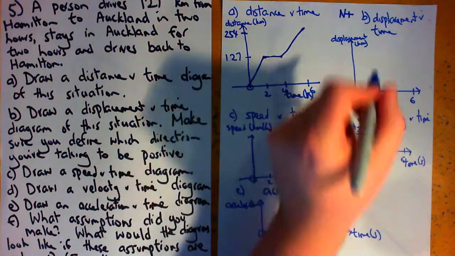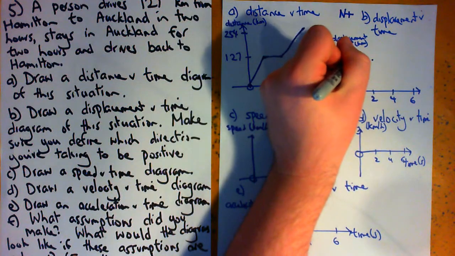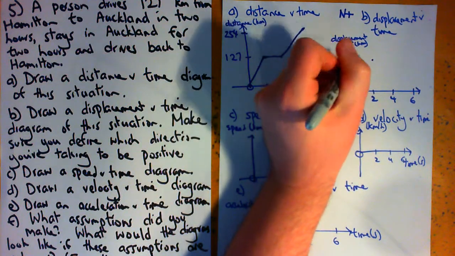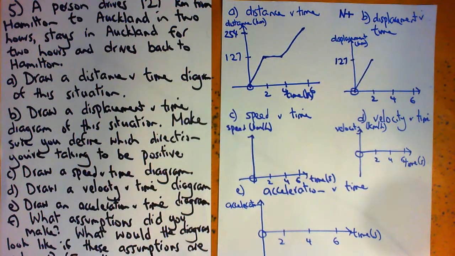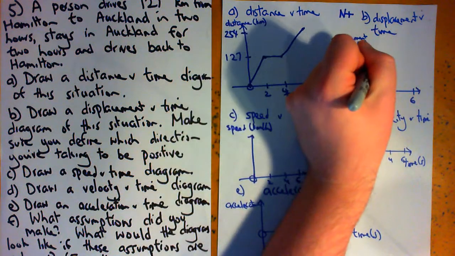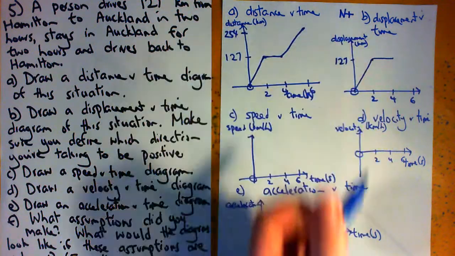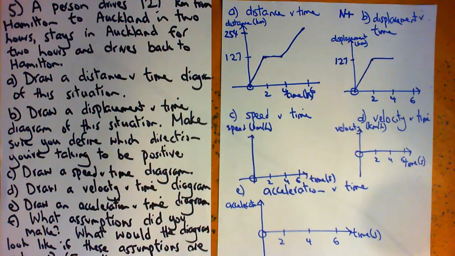So at the 2 hour mark they are going to be 127 kilometres away from Hamilton because they were in Auckland at that time. And they stay in Auckland for the next 2 hours, so they're not going anywhere, so that's going to be a horizontal line. The displacement is not changing between 2 hours and 4 hours.